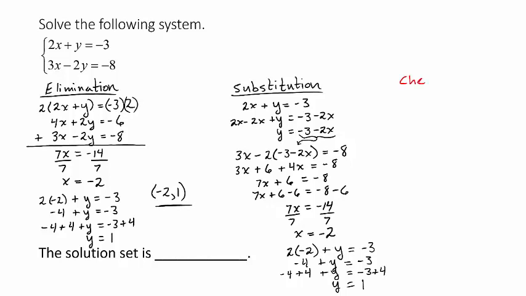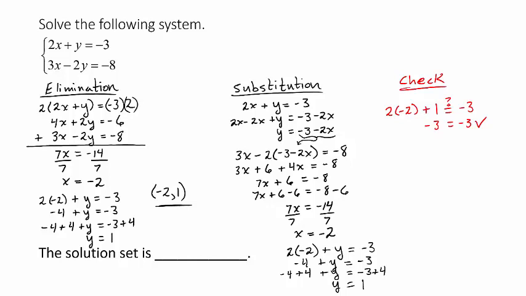Let's check our solution. Both with elimination and substitution, we got the same answer, so it's reasonable that it's going to be correct. But we want to stick in values of negative 2 for x and 1 for y in both of these equations. So in the first equation, 2 times negative 2 plus 1, right, since y is 1, is equal to negative 3. Is that true? Well, negative 4 plus 1 is negative 3. Yes, it is true.